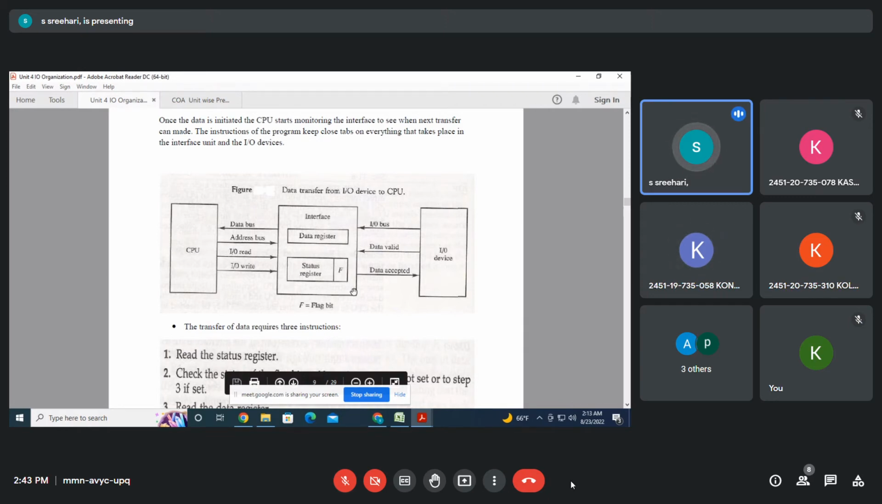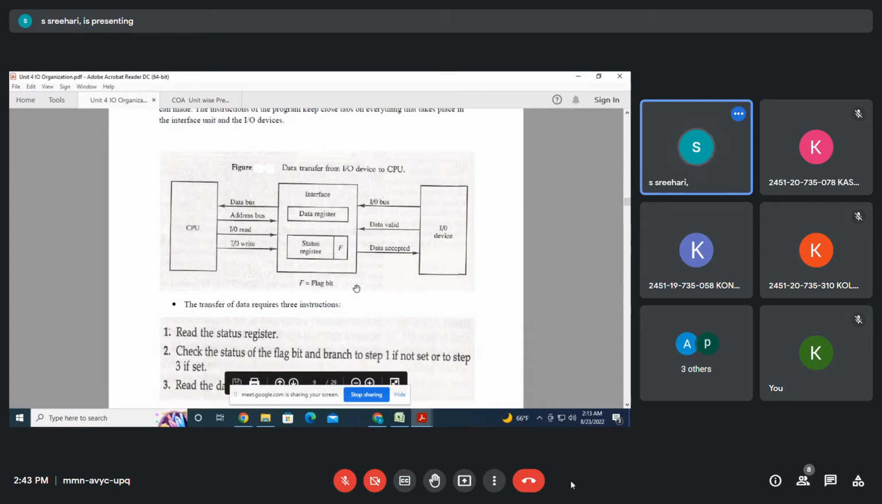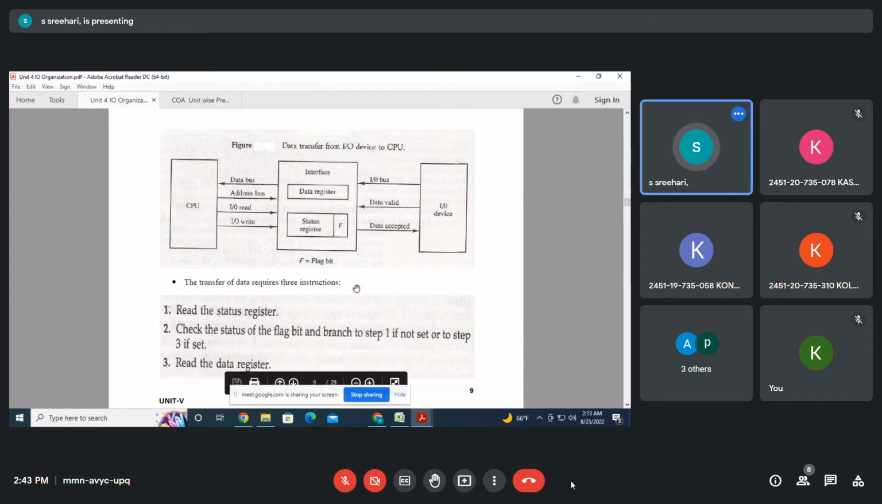Coming to the process, the data is transferred from the IO devices to memory through the CPU. The data is collected from the IO devices and placed in the data register. Then the flag is set to one. Once the flag is set to one, it is collected by the CPU from the data register. The process is done continuously.